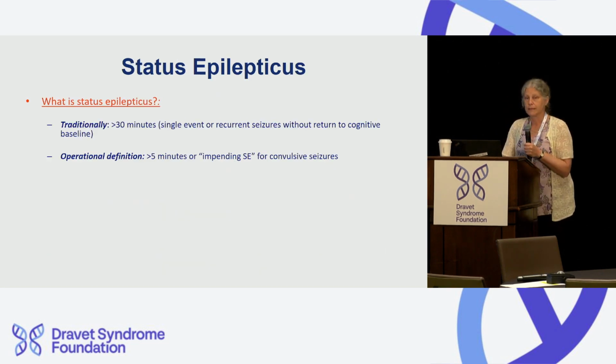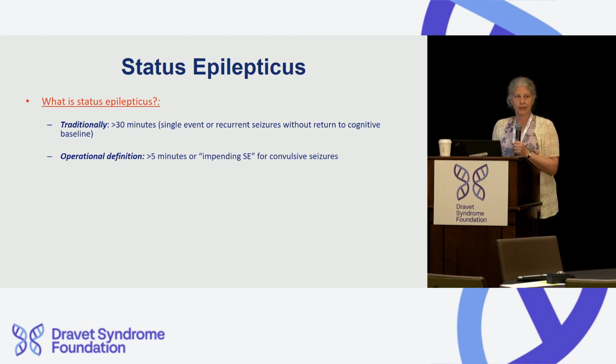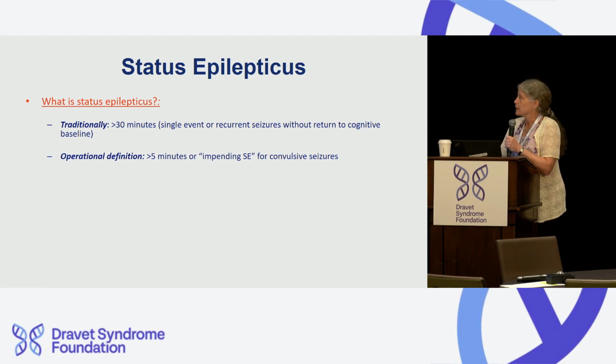So first of all, what is status epilepticus? Traditionally, when I trained in neurology, which was unfortunately many years ago now, we defined that as a seizure that was ongoing for longer than 30 minutes. That was either a single event lasting longer than 30 minutes, or sometimes people can have clusters of seizures where they go back to back to back into seizures and they don't recover. And if that period goes longer than 30 minutes, that was also considered status epilepticus.